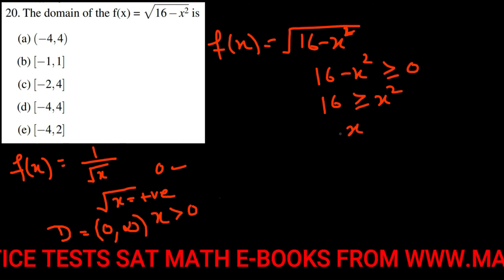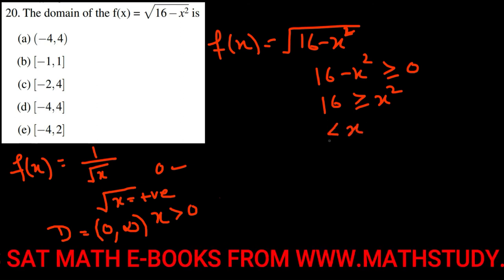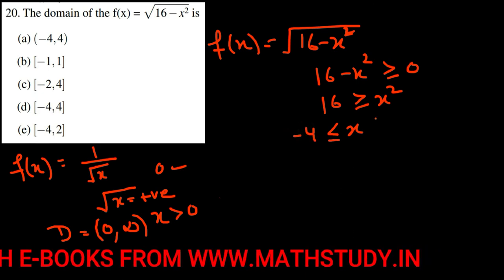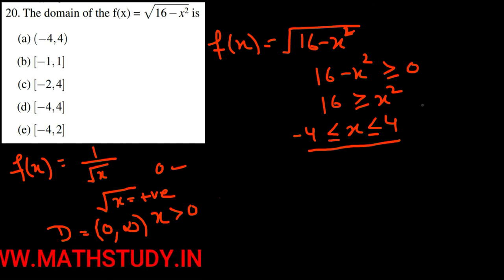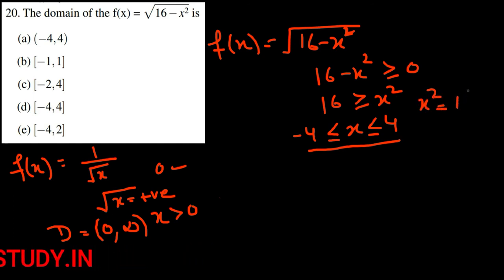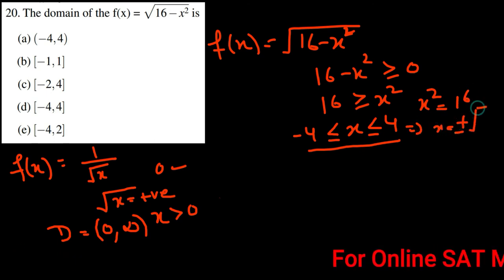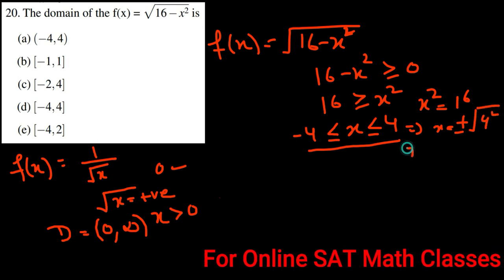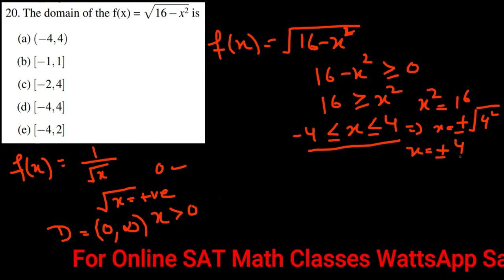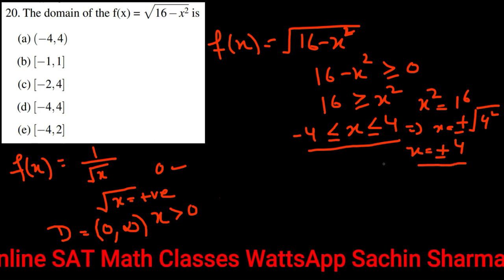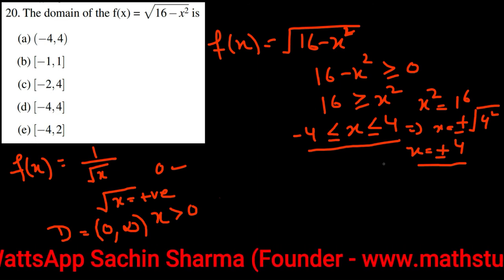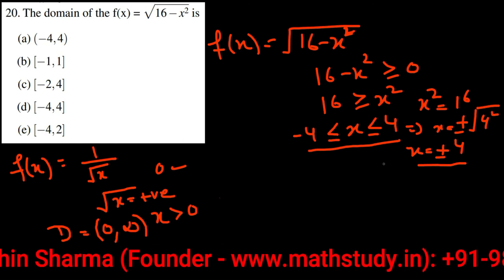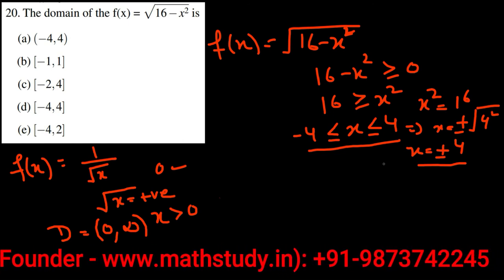And x square is what? So here x will be greater than or equal to minus 4 and less than or equal to 4. We have two critical points here. Why? Because x square is equal to 16, so this implies x is equal to plus minus root over 16, which is 4 square. So x is equal to plus minus 4. So x should lie between minus 4 and 4 here. So the domain is fixed here. Why is it lying between minus 4 and 4? Why is it not like 5?